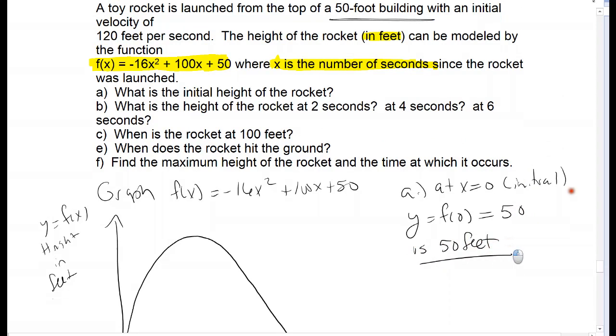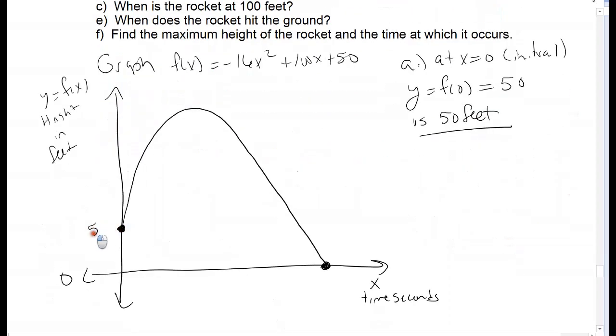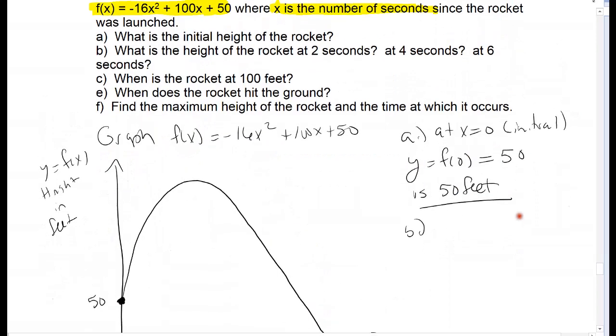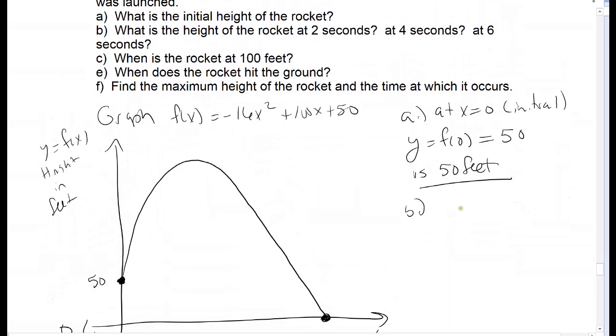All right, that's where we start. So that's this moment here. We start at 50 feet. Then it's launched up, maxes out, and then gravity pulls it back down to the earth, right? Well, gravity is what's acting on it. So there's A, 50 feet. All right, B, I believe they just asked me for a whole bunch of different heights. So what's the height at 2 seconds, 4 seconds, 6?